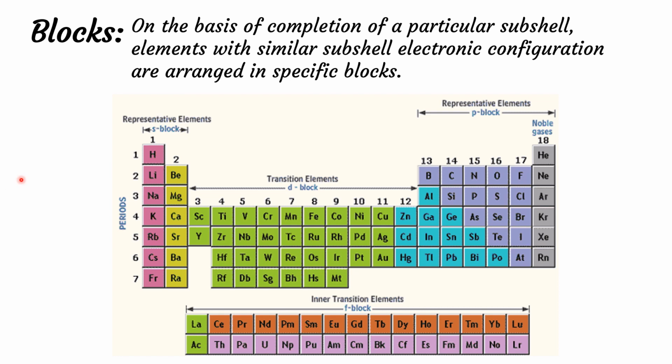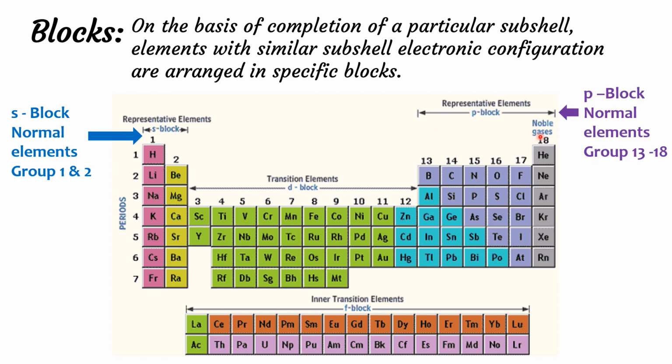For example, group 1 and group 2. They are placed in S block according to their specific electronic configuration. They are known as normal elements. From group 13 to 18, elements are known as P block elements. These are also called normal elements.